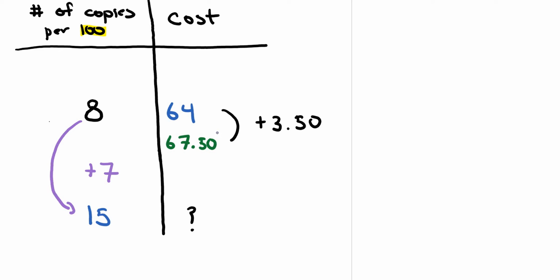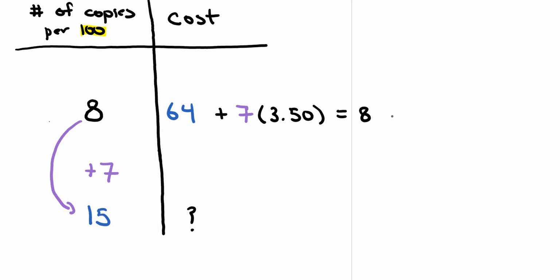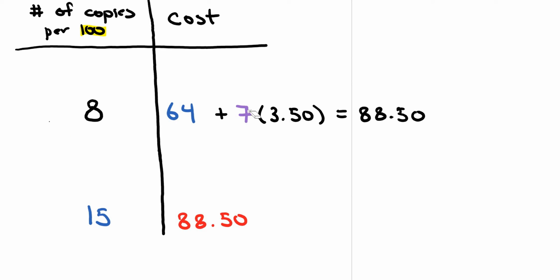So what you're going to do is take your $64, and then add 7 times the slope. So 7 times $3.50, and if you put that into your calculator, you'll get $88.50. So if I want to make 1,500 copies, it's going to cost $88.50. So if you understand how to use the slope and extrapolate ahead, you can easily get the answer that way.